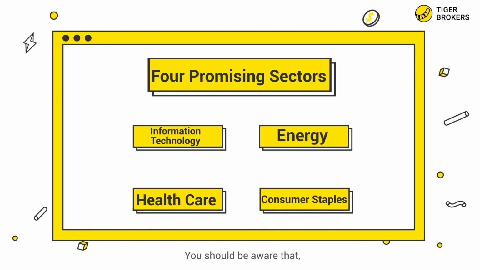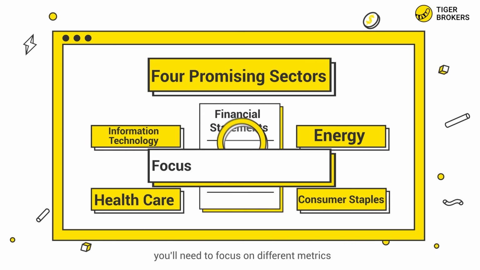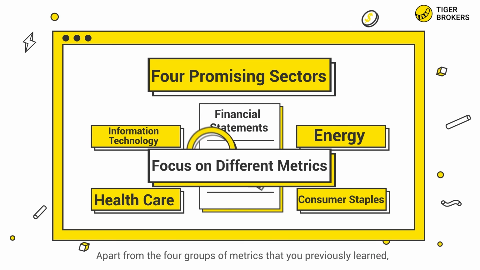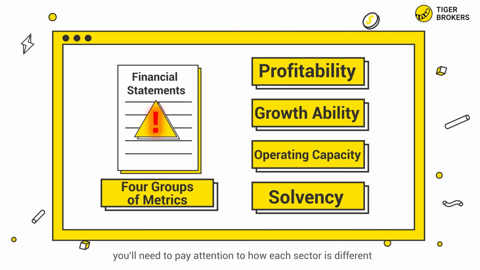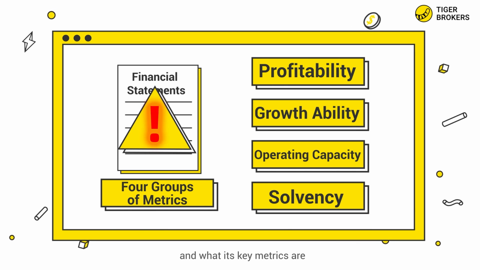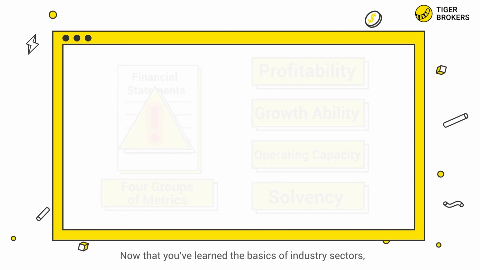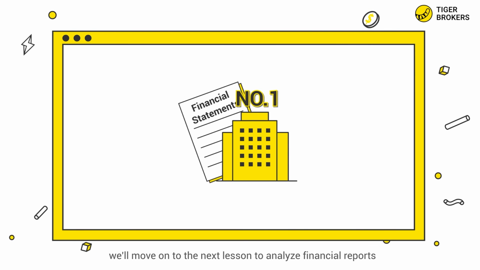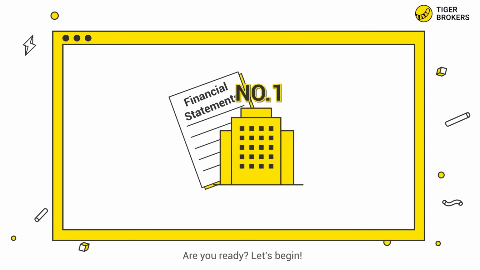You should be aware that, given the different business models across various sectors, you'll need to focus on different metrics. Apart from 4 groups of metrics that you previously learned, you'll need to pay attention to how each sector is different and what its key metrics are. Now that you've learned the basics of industry sectors, we'll move on to the next lesson to analyze financial reports so that you can pick industry leaders. Are you ready? Let's begin!